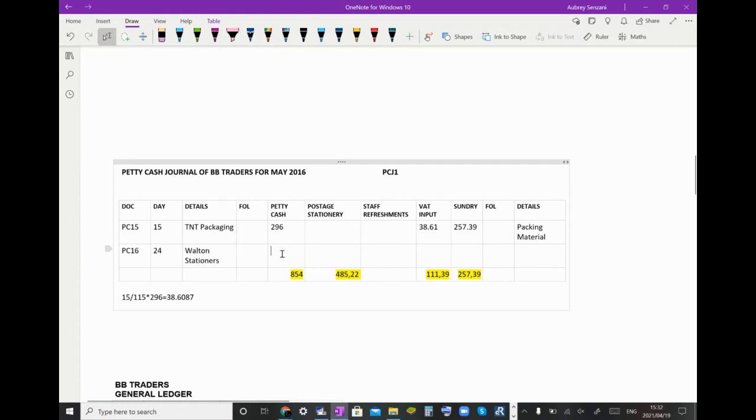Then we go on to the second transaction, which happened on the 24th. There we purchased stationery. And how much did we purchase the stationery for? 558. Can we claim that in stationery? Yes, we can. So let's work out how much we're going to claim. Again, we can start with the VAT exclusive amount, in other words the amount that we're going to put in the stationery. So we could do 100 divided by 115, that exclusive, times 558. And that gives us 485.